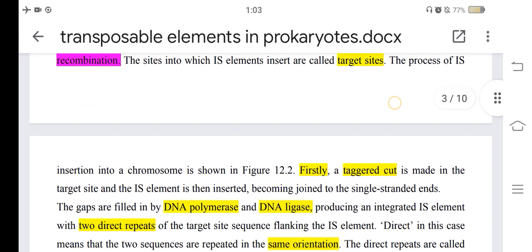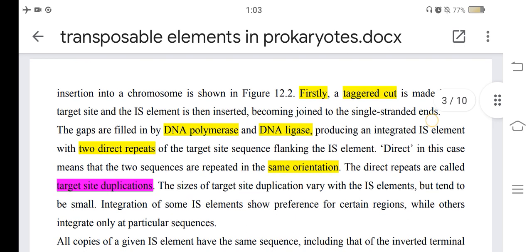The process of IS insertion into a chromosome is important. Firstly, a staggered cut is made in the target site and the IS element is then inserted, becoming joined to the single stranded ends. The gaps are filled in by DNA polymerase and DNA ligase, producing an integrated IS element with 2 direct repeats of the target site sequence flanking the IS element. Direct in this case means that the 2 sequences are repeated in the same orientation. The direct repeats are called target site duplications.